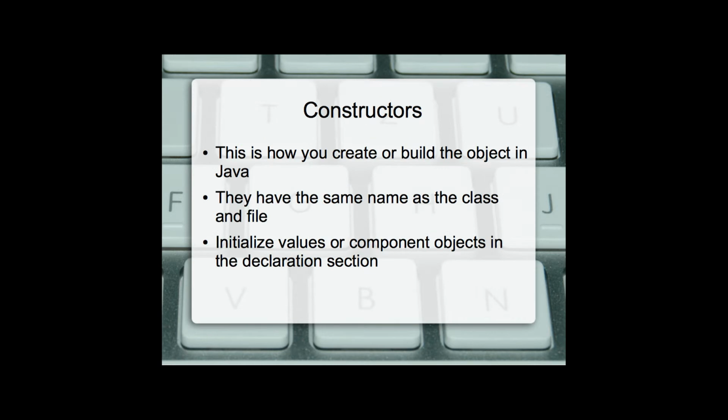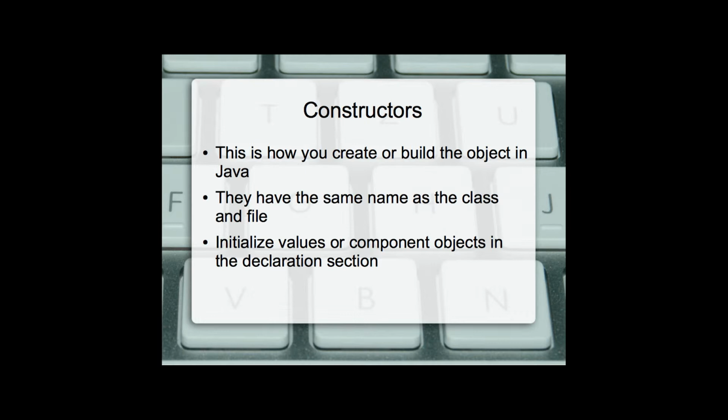We next have our constructor section. Our constructors are the things we use to actually build the objects. Our constructors have a couple rules. They will always have the same name as both the class and the file. And we can have as many constructors as we wish. We could even have private constructors. And there are a couple good times to have a private constructor so we can make sure that the user doesn't create things inappropriately.